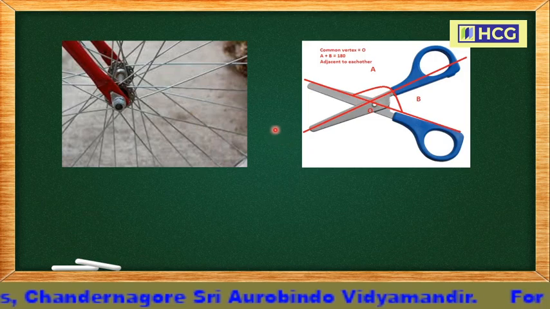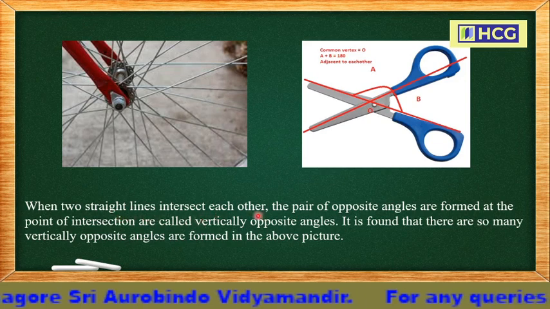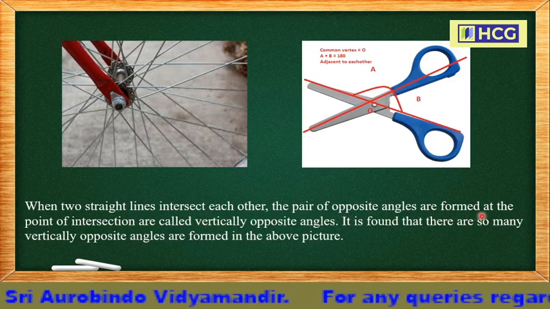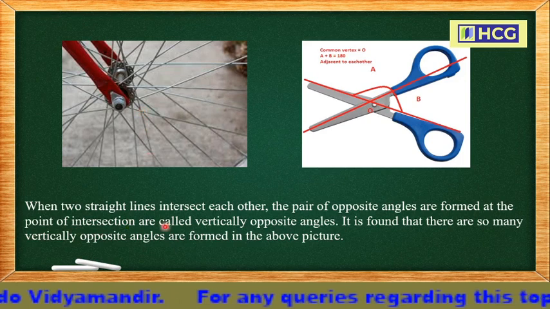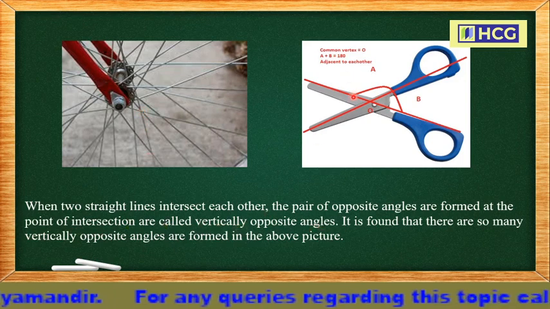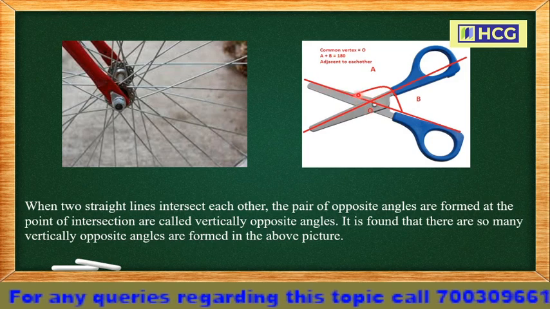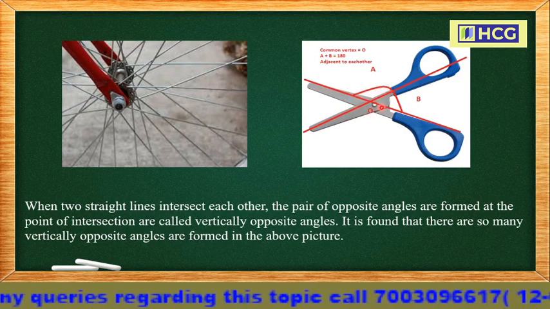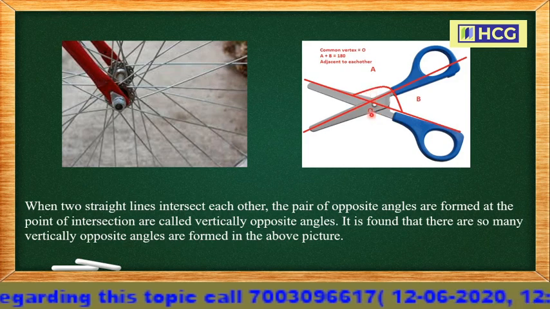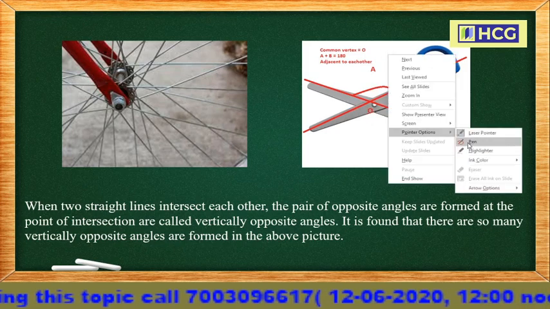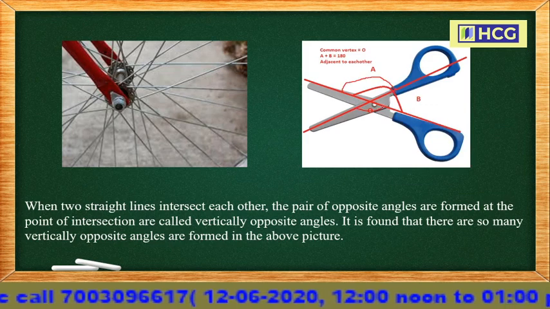When two straight lines intersect each other, the pair of opposite angles formed at the point of intersection are called vertically opposite angles. Now in this figure, this line and this line intersect at the point O. So therefore this angle and this angle are formed. These two angles are called vertically opposite angles. This pair is called vertically opposite angles.